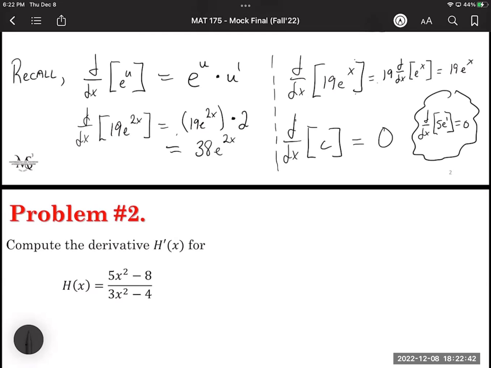Okay, let's look at problem number 2. It states: compute the derivative h prime of x when h of x is equal to 5x squared minus 8 divided by 3x squared minus 4. So, what derivative rule is used to help you compute h prime of x?